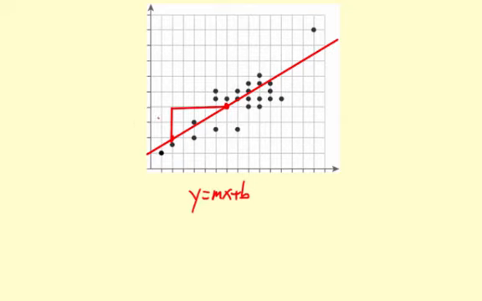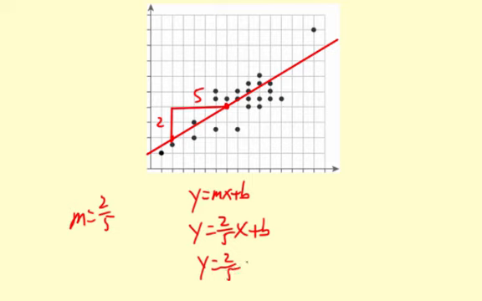So it looks like the rise is 2 and the run is 1, 2, 3, 4, 5. So the slope is 2/5. So it's y = 2/5 x + b. Now the b value is the y-intercept, and it looks like the y-intercept here is very close to 1, so I'm just going to use 1. Okay, so there's my linear model for the data.